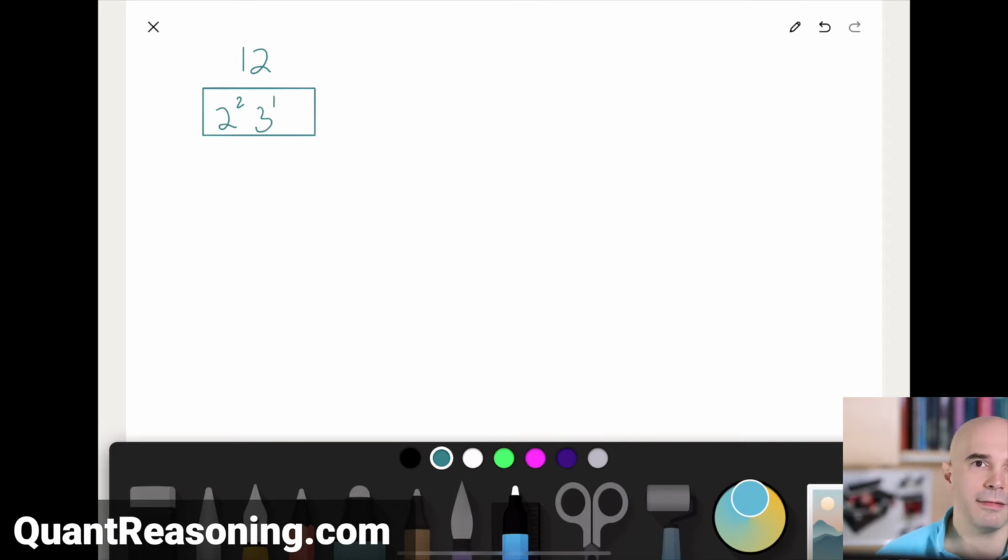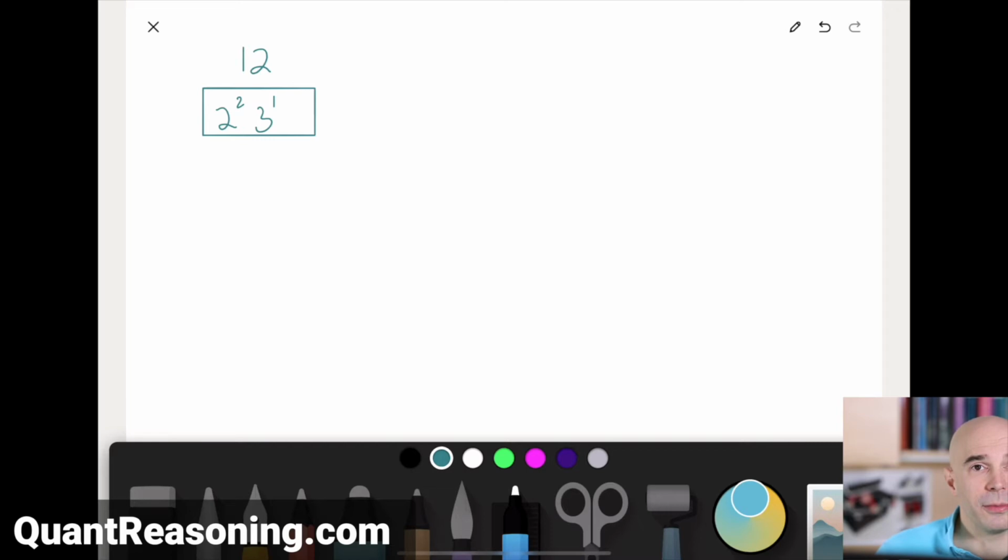So we now have, well, actually, let's talk about this for a moment. Any combination of the contents of this box would give us a factor of 12. There's the combination where we choose to not use anything. So imagine 2 to the power of 0 times 3 to the power of 0. That's just 1. Is 1 a factor of 12? Yes. Sure is.